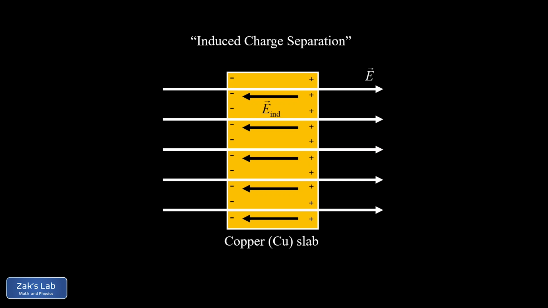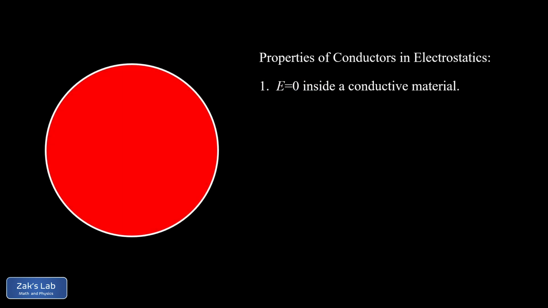But it gets even better than that. We're going to argue that the electric field inside a conductor is exactly 0, provided we're talking about electrostatics. In other words, provided that nothing is moving. And this is actually the first of our three key properties of conductors in electrostatics. The electric field is always exactly 0 inside, provided nothing is moving. And the induced charge separation idea shows us how a conductor might achieve this. If we apply an electric field, charges simply move around to cancel any outside electric field.